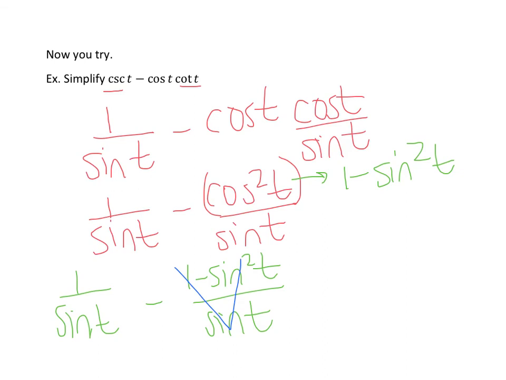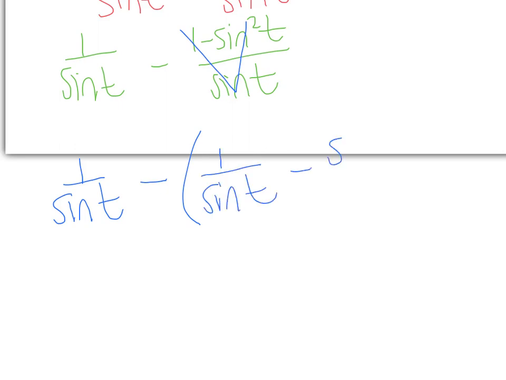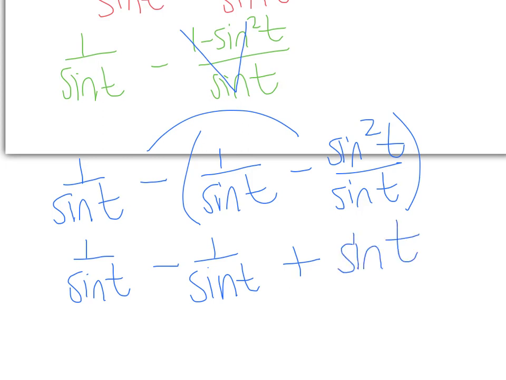We have that V shape again, so we can split this up. 1 over sine t minus, now I'm subtracting this whole thing when I split it up. 1 over sine t minus sine squared t over sine t. So 1 over sine t minus 1 over sine t plus negative times a negative. That simplifies to sine t. These two are going to cancel each other out. I'm only going to be left with sine t.